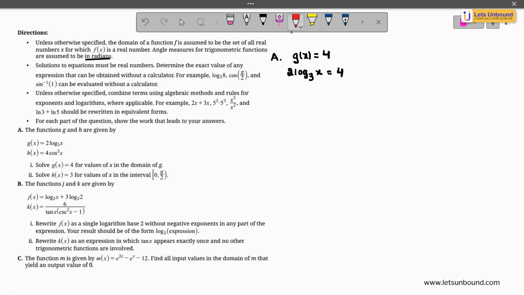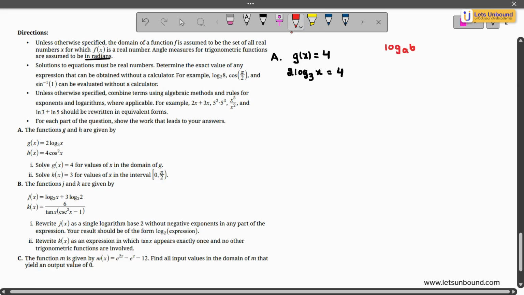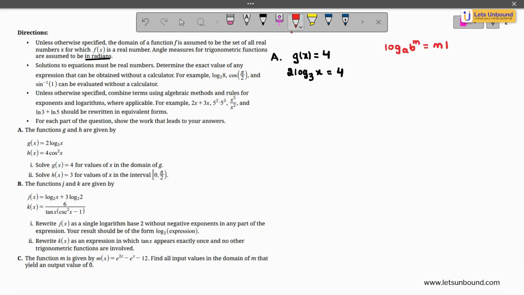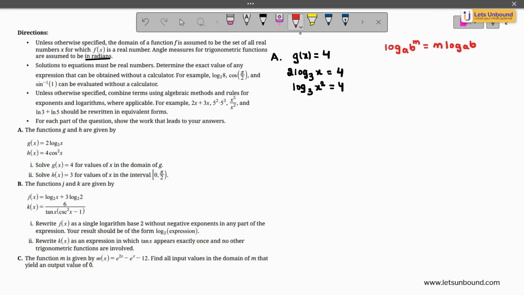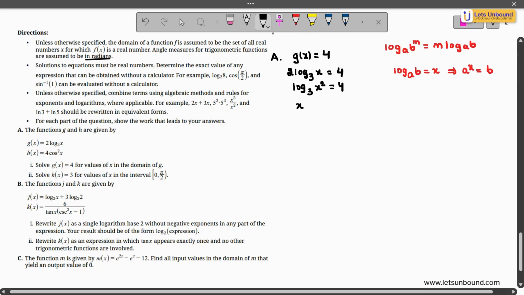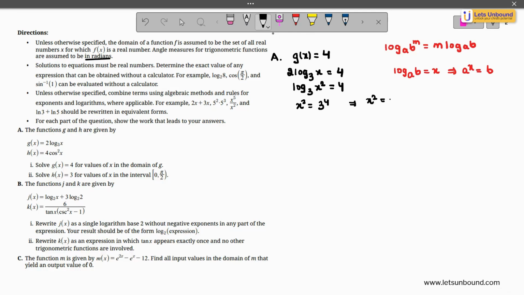First and foremost, we will use the log property. Log base a of b to the power m can be written as m times log base a of b. Now here we have something in multiplication with the log expression, so that can go to the power of the argument, which means log base 3 of x squared is equal to 4. Now using the fact that any log expression can be written as an exponential equation. So if I have log base a of b as a value x, then a to the power x will give me b. So similarly, I'm going to use that logic here. Say x squared is 3 to the power 4. Now x squared is 3 to the power 4 would mean x squared is 81.